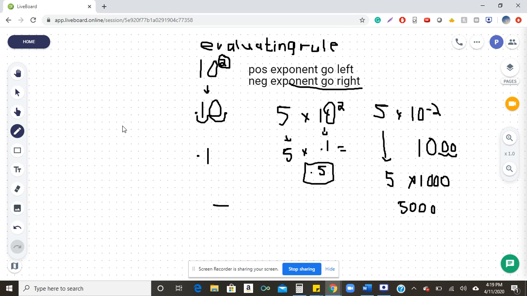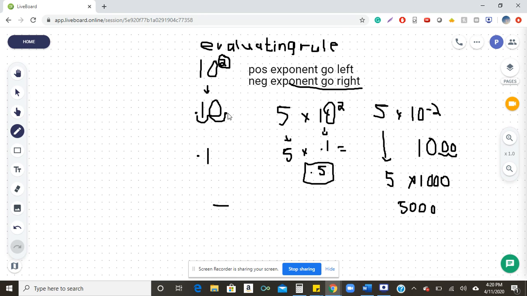So the evaluating rule, which I'll talk about further. The evaluating rule is, you can also do it this way. You can put the 10 down, which will always remain 10. Put the 10 down, and then again, if you remember your rules, if it's a positive exponent, move left, and if it's a negative exponent, go right.